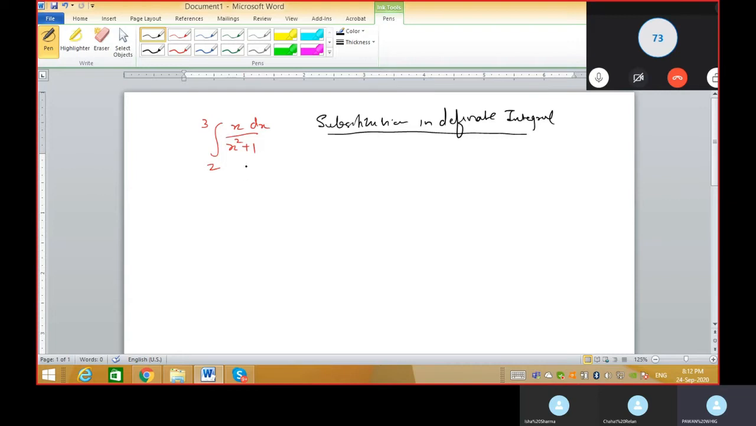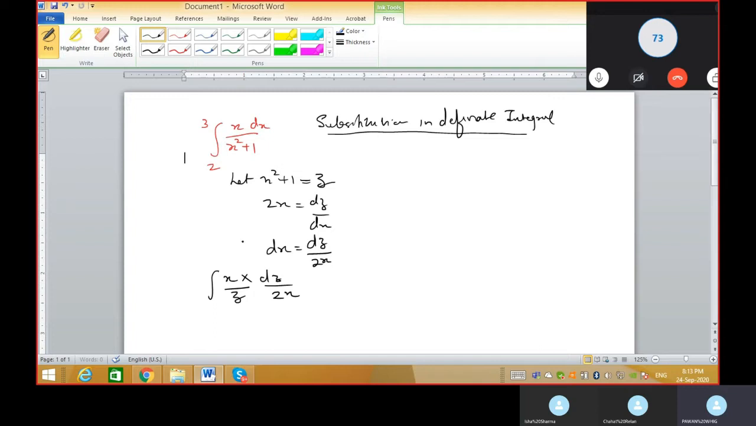a very important point. So what you have to do, as you do in the substitution in indefinite integral, you have to do in the same way. Let x square plus 1 is equal to z. So if you let it equal to z and do the substitution, 2x is equal to dz by dx, so your dx would be dz by 2x, like we do in the indefinite integral. So here you have to place dz by 2x in place of dx, and here you have to place z.